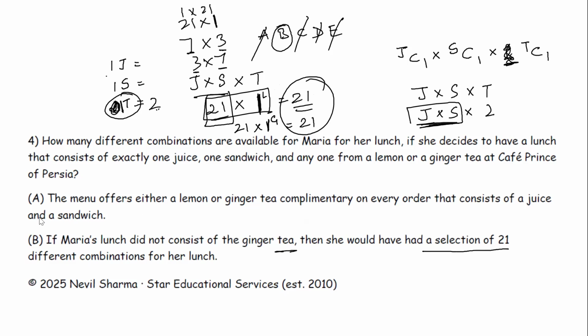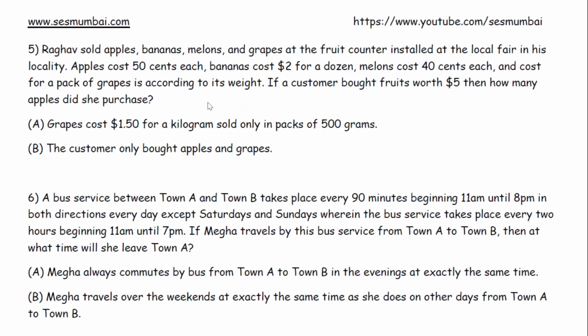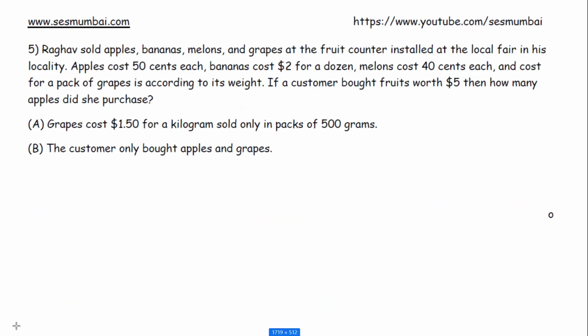Question 5. Raghav sold apples, bananas, melons, and grapes at the fruit counter installed at the local fair in his locality. Apples cost 50 cents each. Bananas cost $2 a dozen. Yeah, for 12. Dozen is 12. Melons cost 40 cents each. And the cost for a pack of grapes is according to its weight.